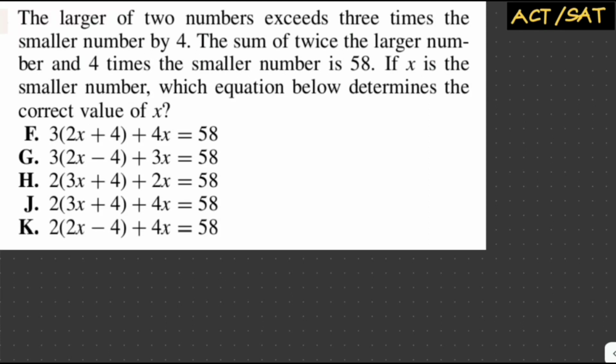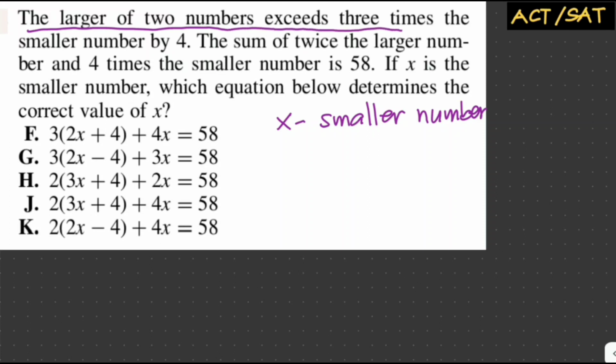The larger of two numbers exceeds 3 times the smaller number by 4. The sum of twice the larger number and 4 times the smaller number is 58. If x is the smaller number, which equation below determines the correct value of x? So it's given here that x is the smaller number. And it's stated here that the larger of the two numbers exceeds 3 times the smaller number by 4.